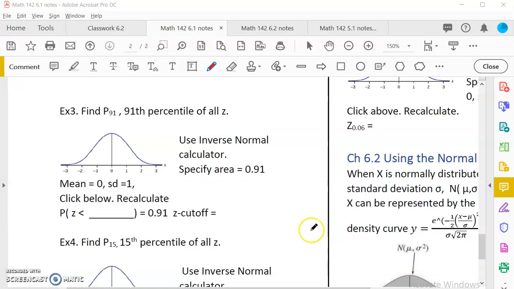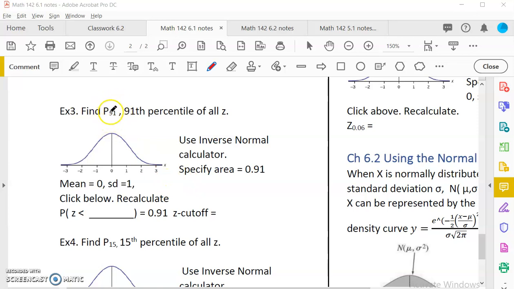Hello, statistics student. This video is for chapter 6.1, part 2, about finding probability of z-score or z normal. And we are into using the inverse normal calculator to find z that corresponds to a percentile. So continuing with example 3, finding P91.